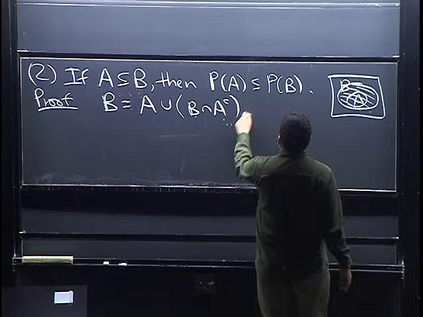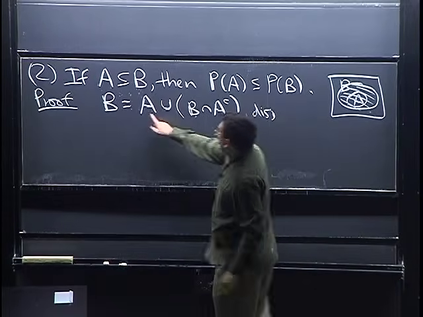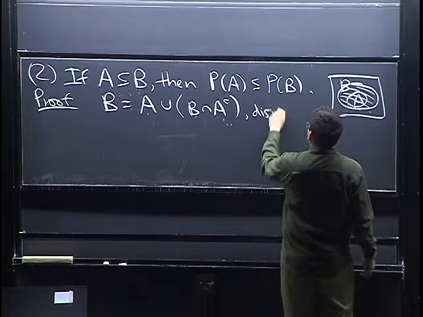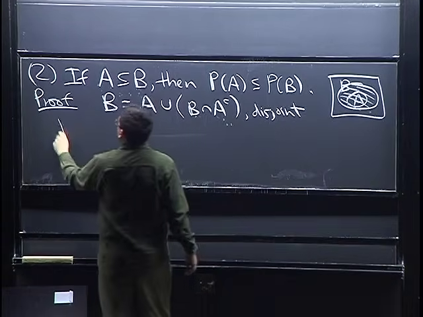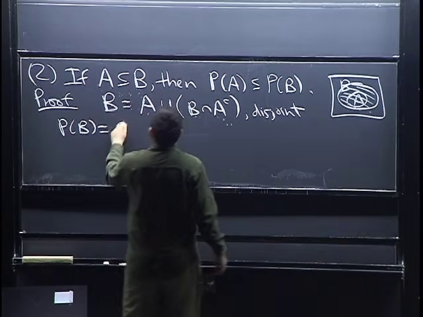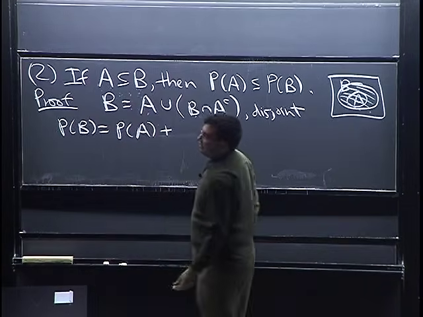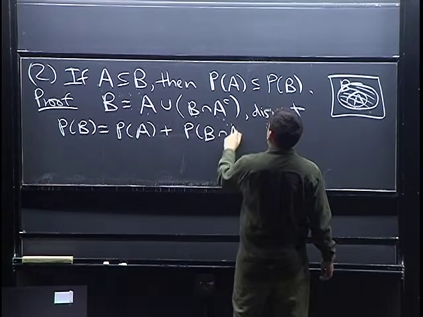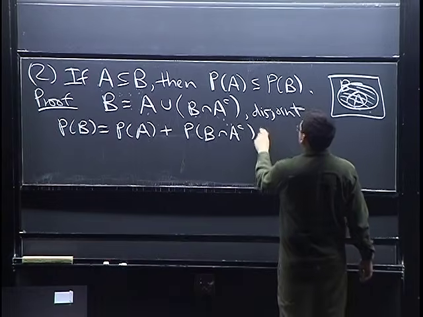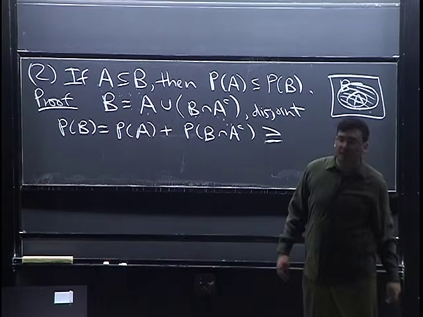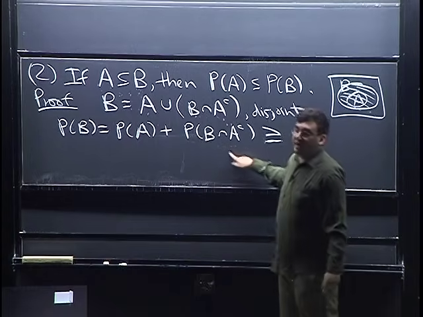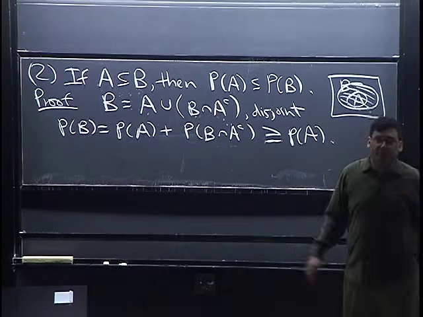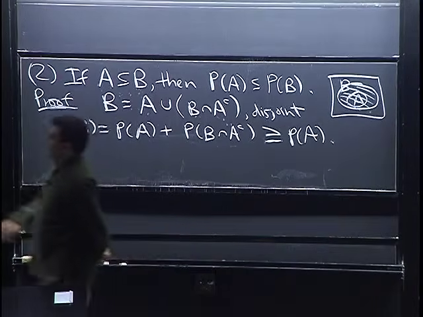And A is disjoint from this. That's just saying that A is disjoint from this ring. So these are disjoint. So therefore, we know that P of B equals P of A. It's just immediate from axiom 2. P of B is P of A plus P of B intersect A complement. And probability, by definition, has to be non-negative, so you're adding something non-negative, so this is at least P of A. So that's the end of the proof. So it's almost immediate from axiom 2.